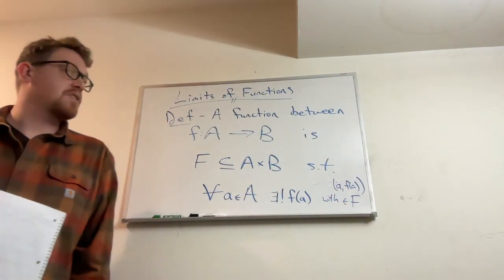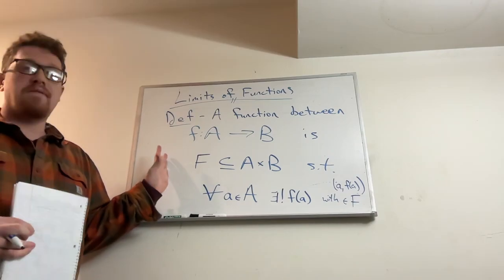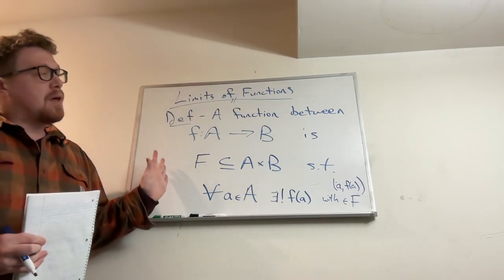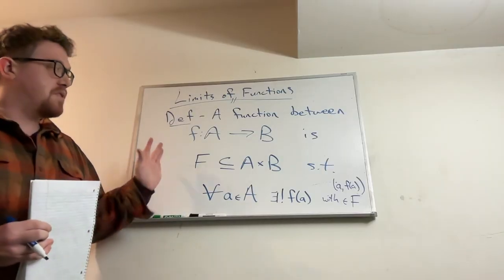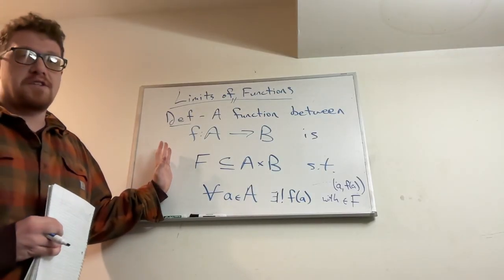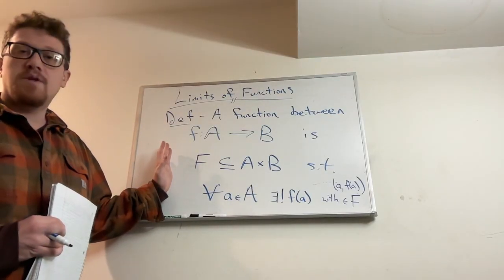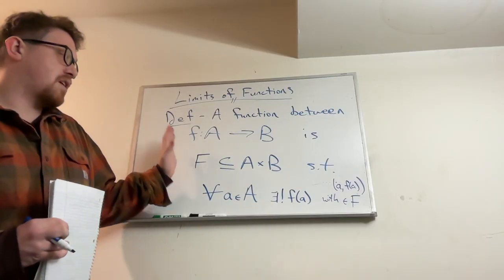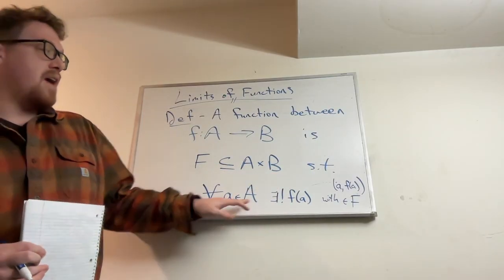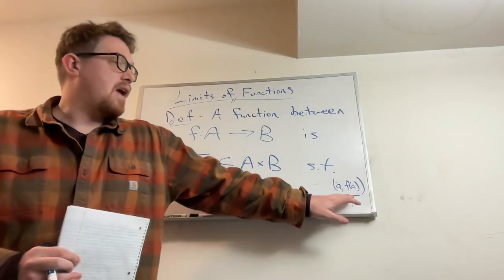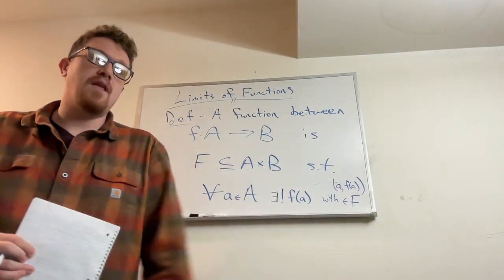And sometimes you'll see this as the definition of the graph of a function, but I believe in set theory there is no distinction between the two. This is really just the definition of a function between two sets. It's just a particular type of subset of A cross B. It has this property that for every a there's a unique f of a, and a comma f of a is in F.